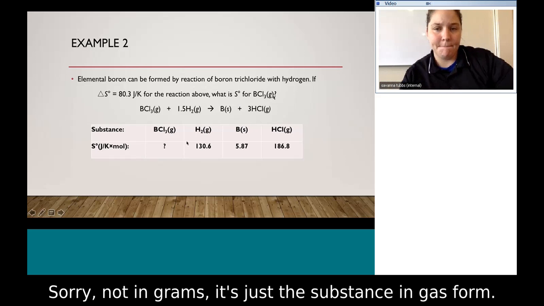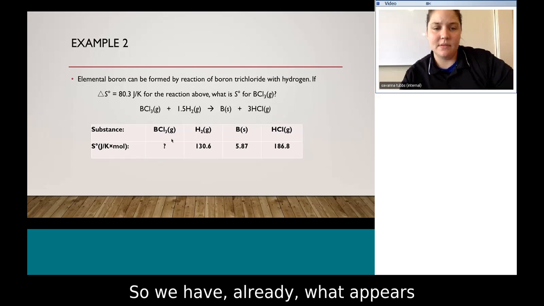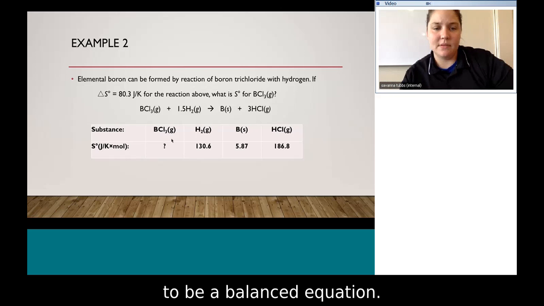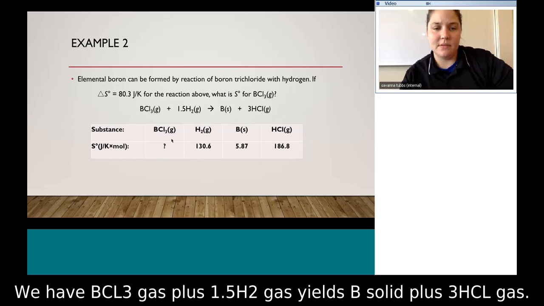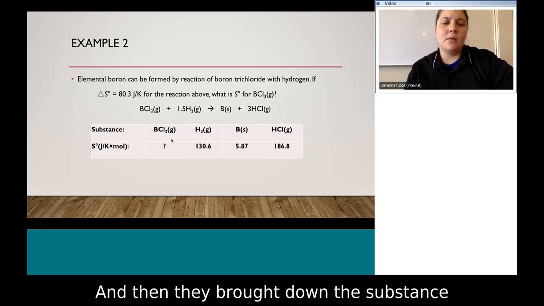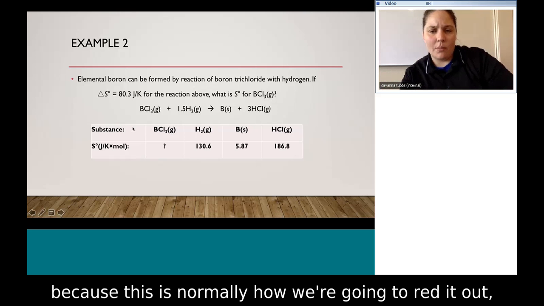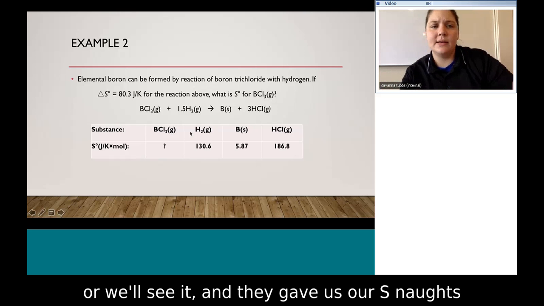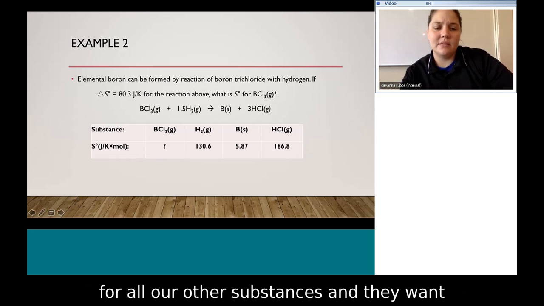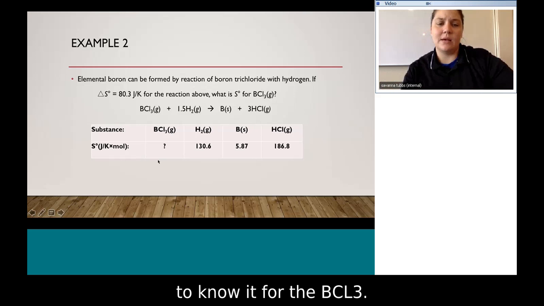Sorry, not in grams, it's just the substance in gas form. So we have already what appears to be a balanced equation. We have BCl3 gas plus 1.5 H2 gas yields B solid plus 3 HCl gas. And then they brought down the substance, because this is normally how we're going to see it. And they gave us our S naughts for all our other substances, and they want to know it for the BCl3.